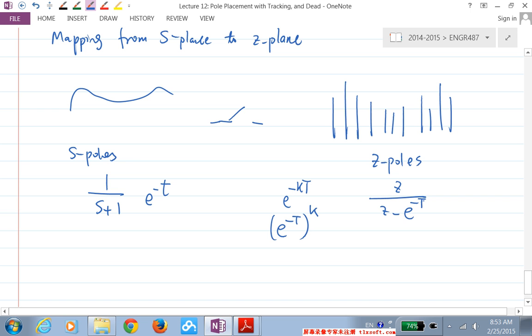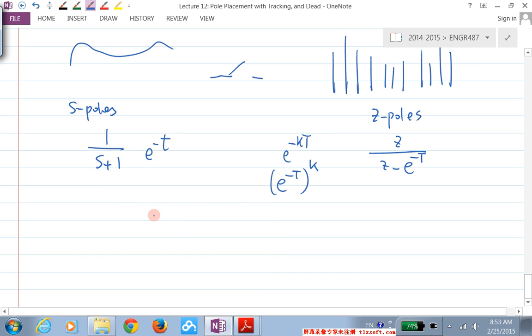So the idea basically is, you have a response, and the response is dictated by the location of the poles. If I really want to characterize the response, I can always go back to the continuous system. Look here, this comes from exponential decay, and this is the direction of the mapping.